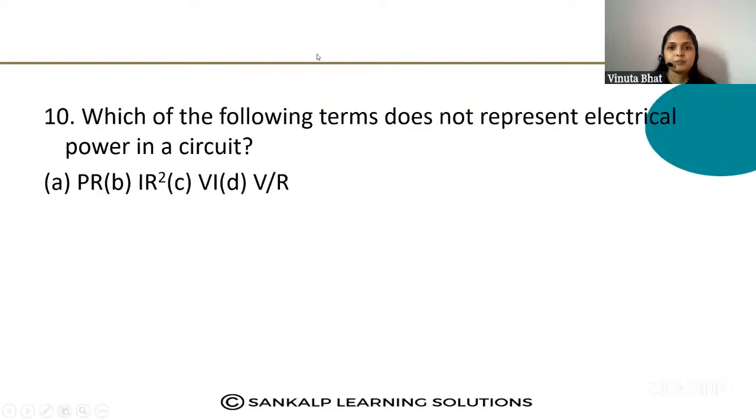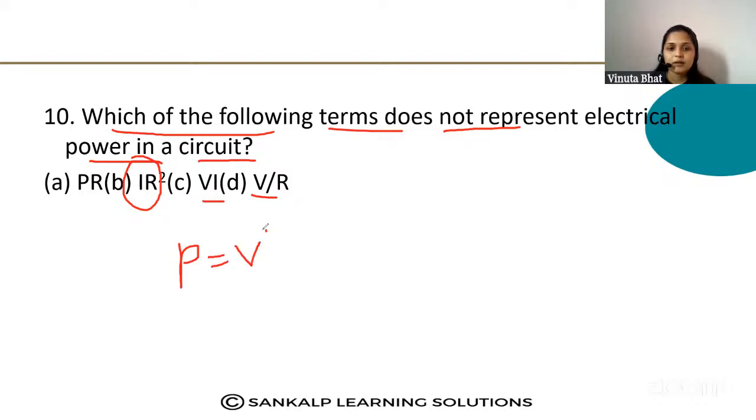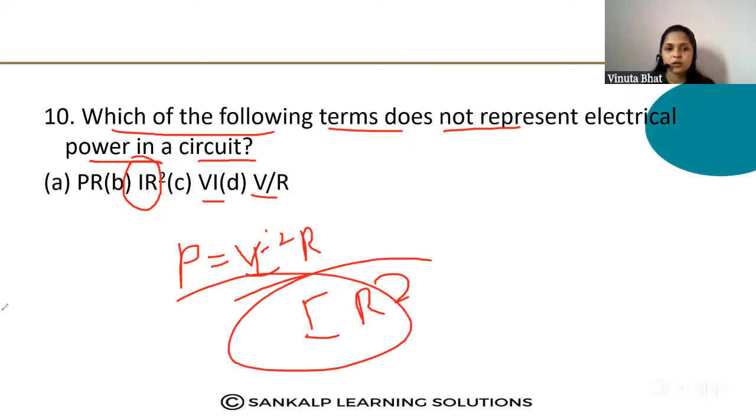Next question. Which of the following terms does not represent electrical power in a circuit? Option A, P R; B, I R square; C, V into I; D, V by R. Here option B will not represent the electrical power. I square R is known, but I R square is not correct.